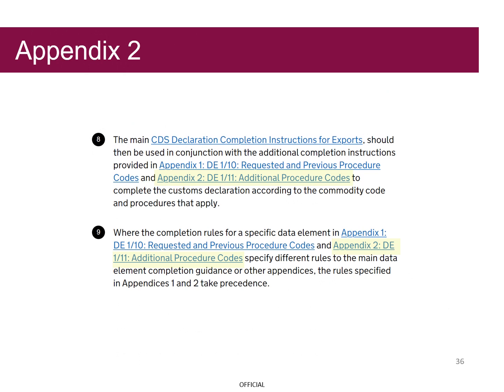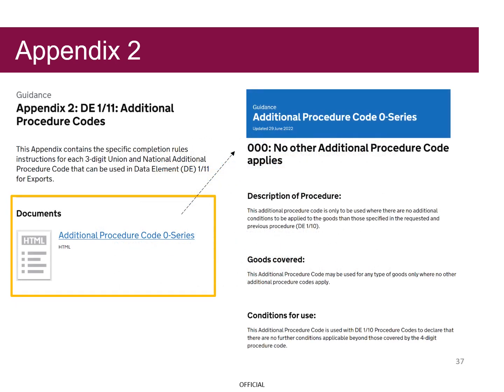In addition to using Appendix 1, he also needs to use Appendix 2 in conjunction with the CDS Declaration Completion Instructions for Exports. Grayson returns to Appendix 2 and navigates to Additional Procedure Code 000, which he did in Step 4. Once he has navigated to the additional procedure 000, Grayson needs to use this together with the CDS Declaration Completion Instructions for Exports that he found earlier.